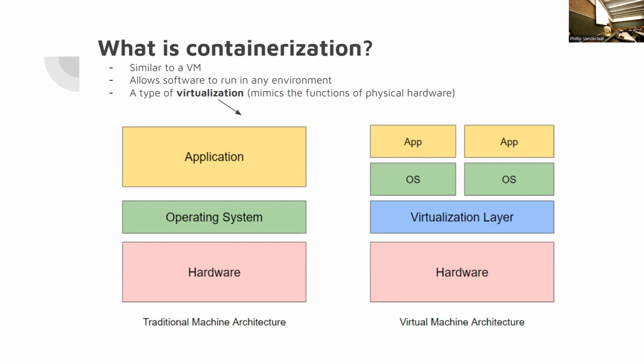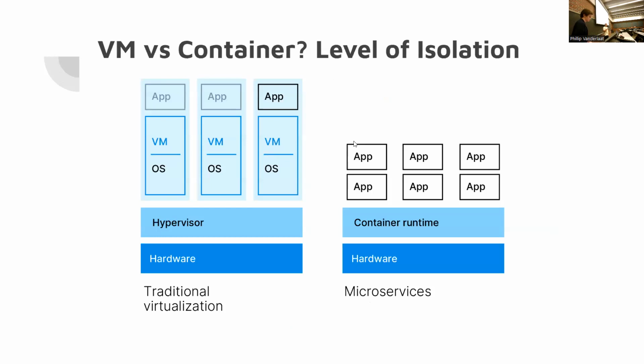So that allows you to basically have more isolation, where each application thinks it has its own operating system and you have your own environment. And so technically you could run that environment on any hardware. So that brings me to what is the difference between a virtual machine and a container? And that's just about the level of isolation.